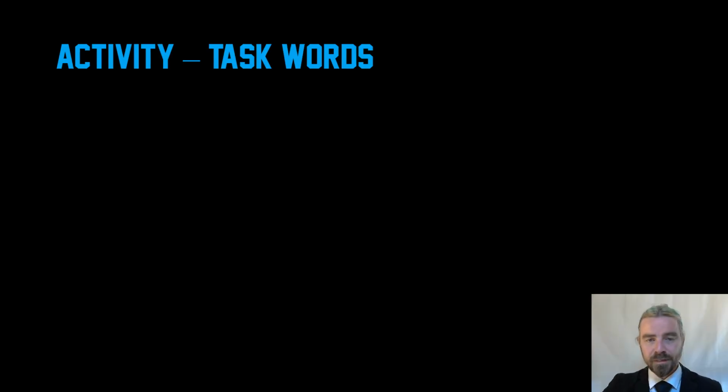Right, the activity today is to do with task words. Really important that you understand what task words are asking. So when you get asked a question, you answer that question, not some other question that you come up with in your head. Remember, as I've said many times before, it's a really common psychological thing, is that when you get a difficult question, you replace that question in your head with a simpler question.